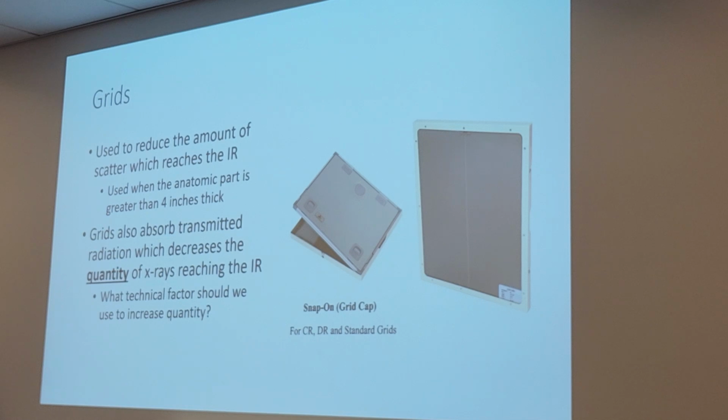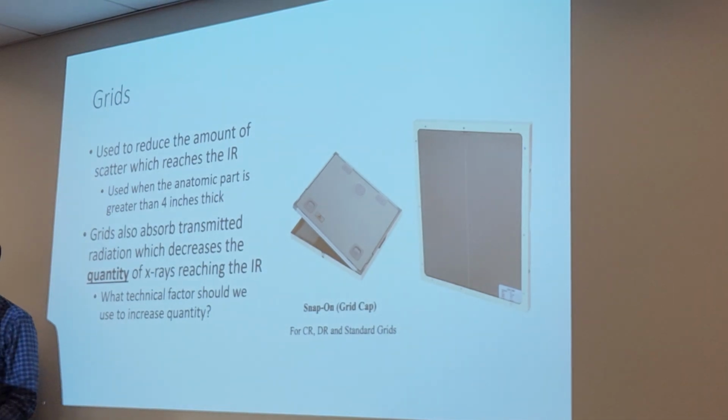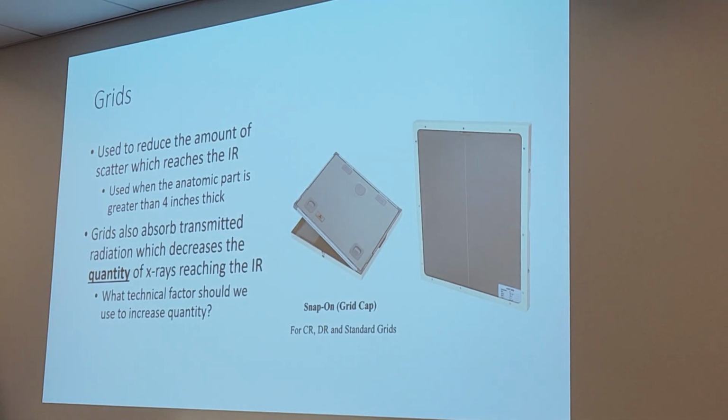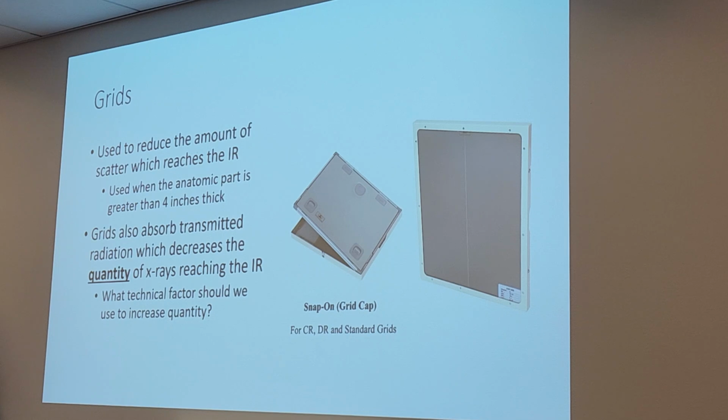Grids don't only reduce scatter. Grids also reduce the amount of transmitted radiation. Right? So they also absorb transmitted radiation. So the quantity of X-rays, the number of X-rays reaching the IR goes down when you use a grid. The intensity at the IR goes down when you use a grid. Do we want intensity to go down? No, we want it to stay the same, don't we? So we want to maintain intensity, but using a grid decreases the intensity.